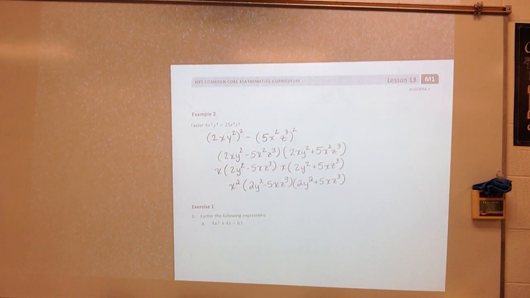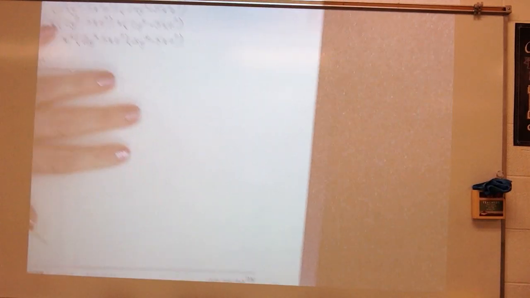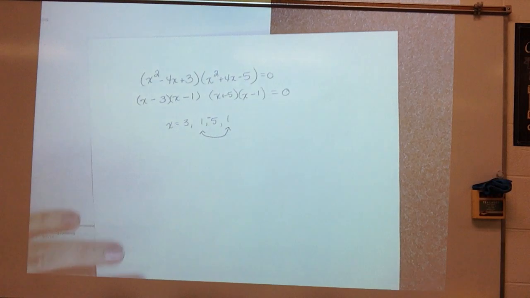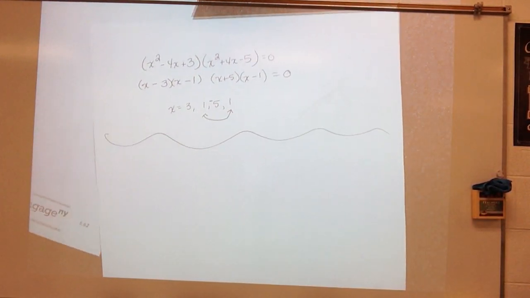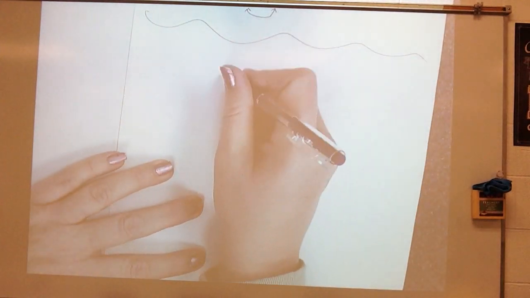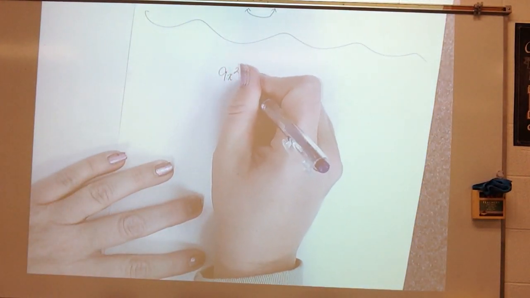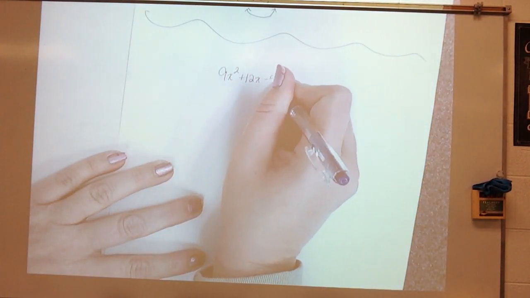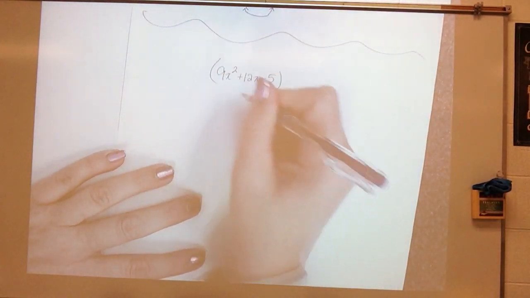There are 2 terms that are subtracted, and each term can be written as a square of an expression. Alright, so let's consider, I'm going to come over here to a separate sheet of paper, and let's consider 9x squared plus 12x minus 5.